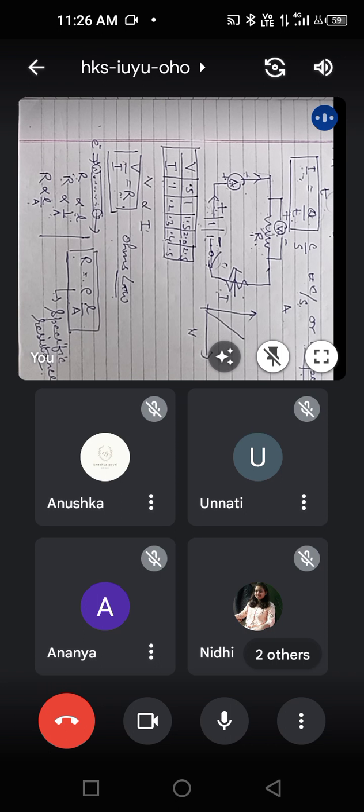and is defined as the resistance offered by a conductor whose length is 1 meter and cross-sectional area 1 meter square, where rho is specific resistance. The symbol is called rho, R-H-O.